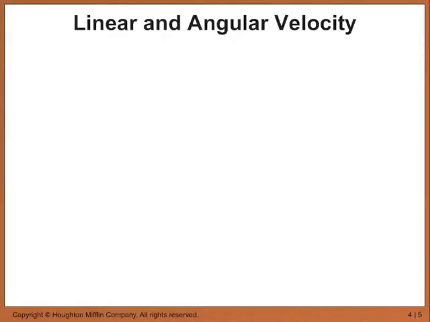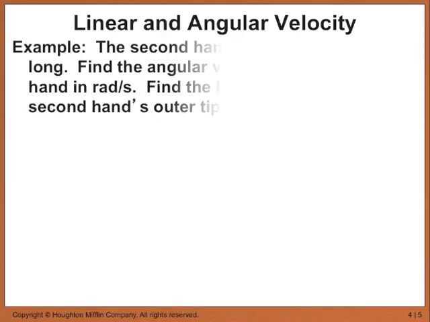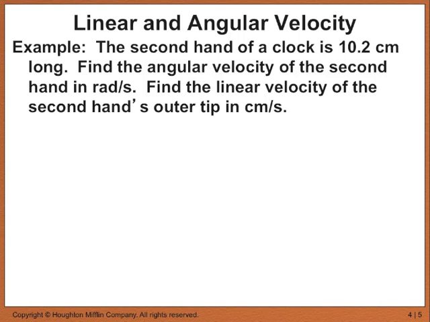Linear and angular velocity, let's continue. And we're going to look at this example. The second hand of a clock is 10.2 centimeters long. Now, that doesn't mean second hand as opposed to first hand. What we mean by second hand here is the hand that measures the seconds.